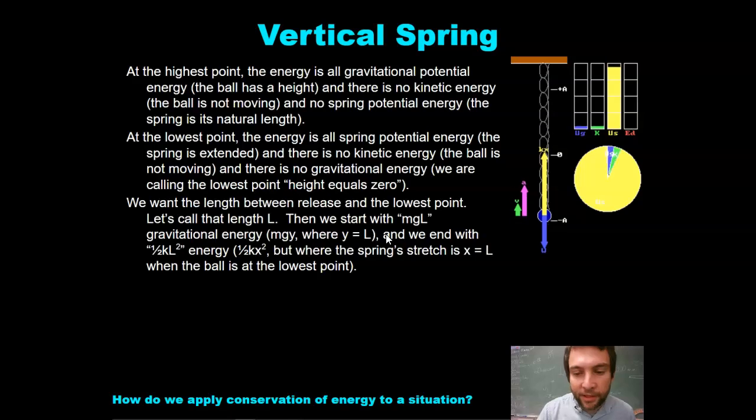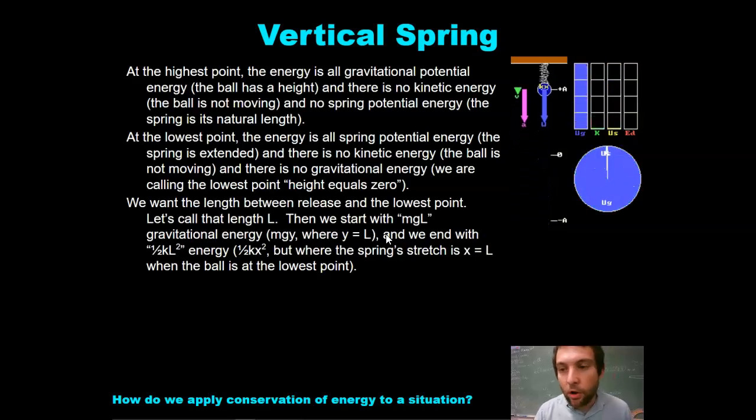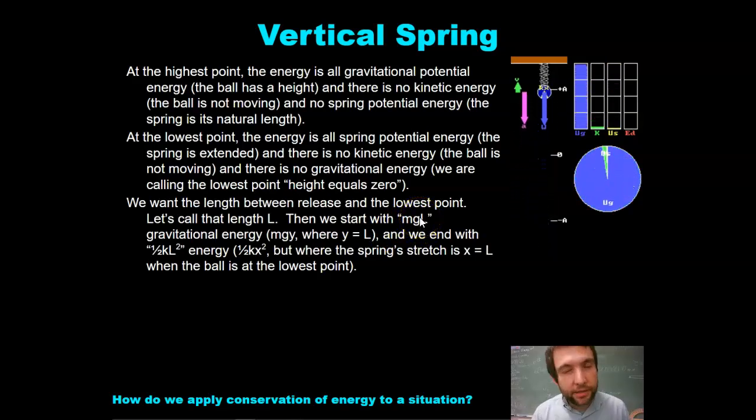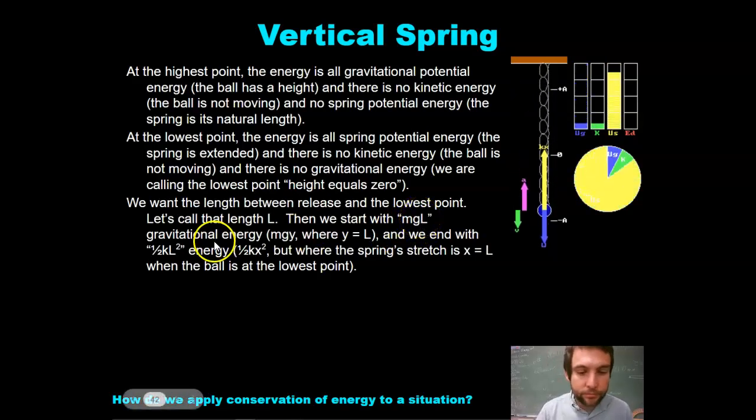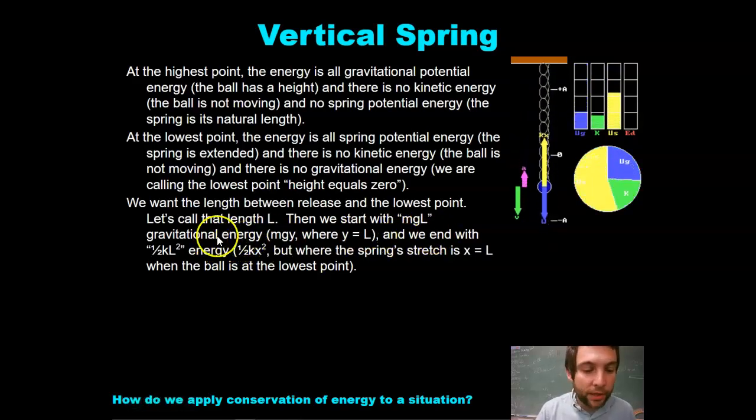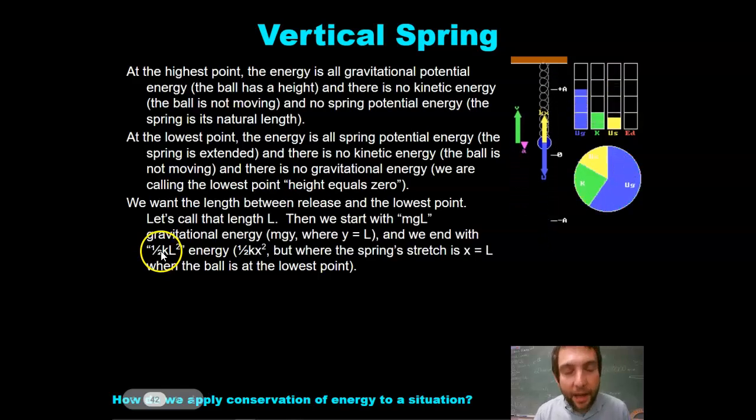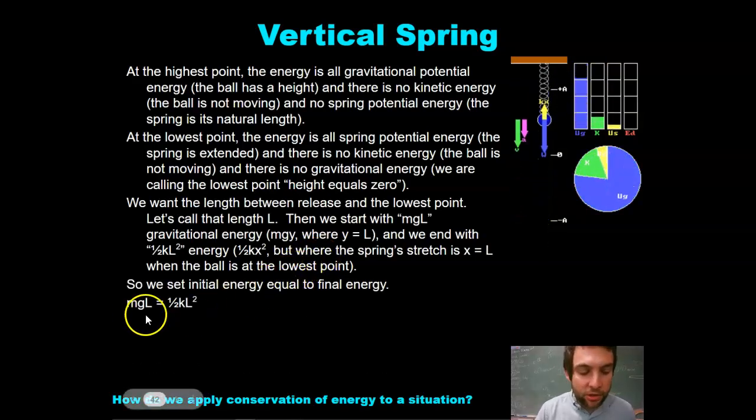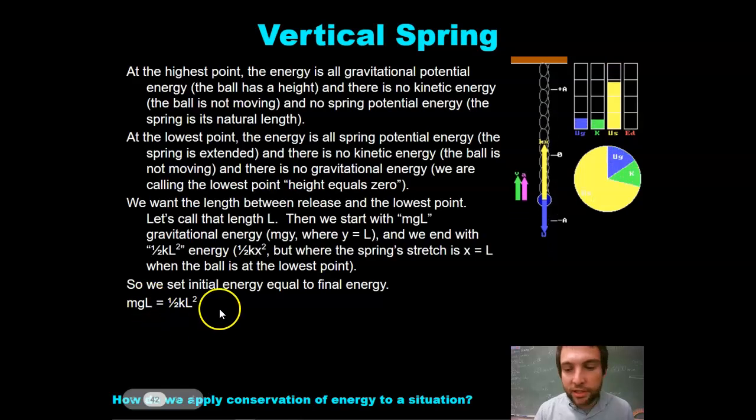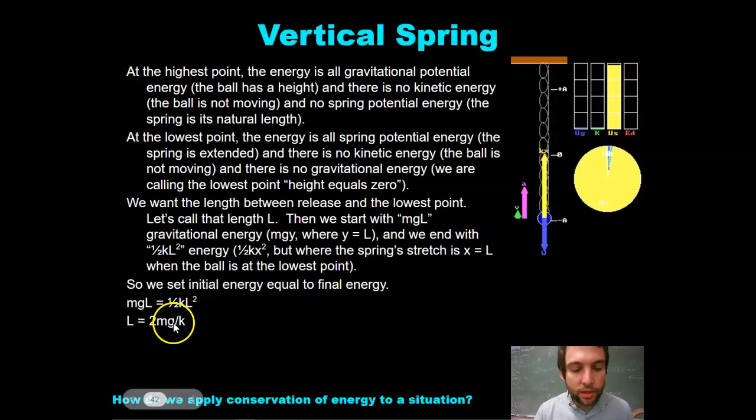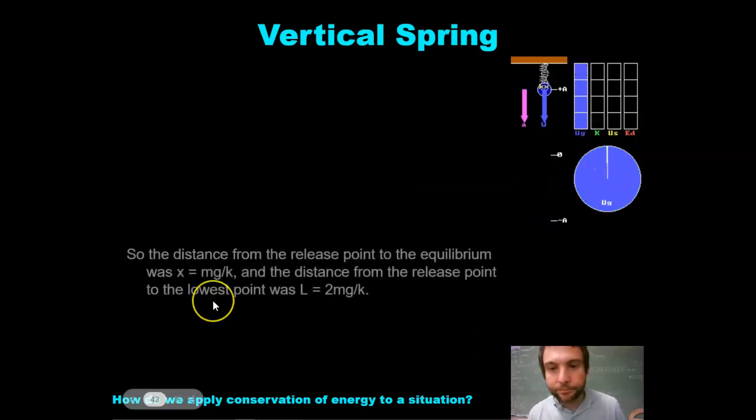We want the length between the release point and the lowest point, so we're going to call that L. Then we start with m times g, not times y, but times L, for the gravitational potential energy. And we're going to end with 1/2 k L squared, because we're not using x. So we set the initial energy equal to the final energy. In the beginning, gravitational potential energy. In the end, spring potential energy. L equals 2 times mg over k.